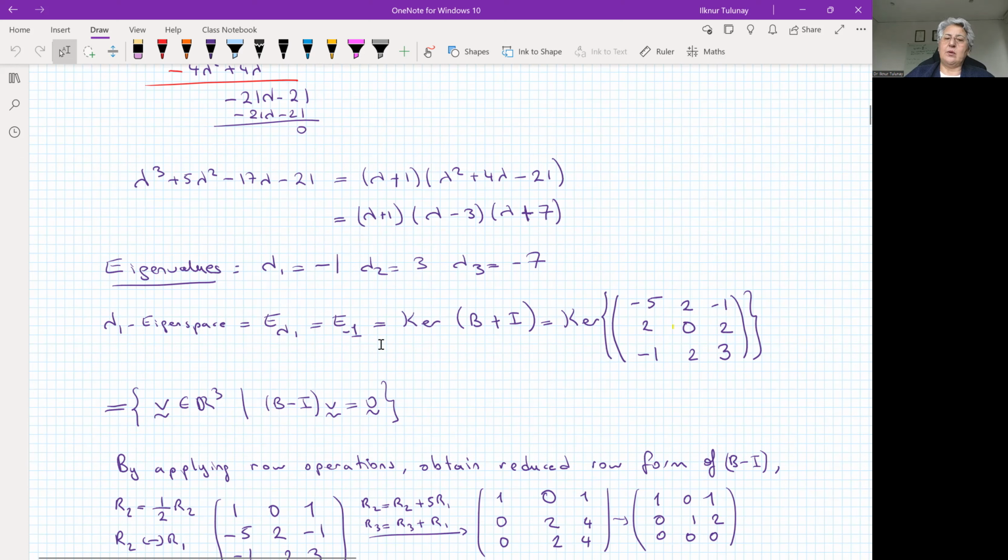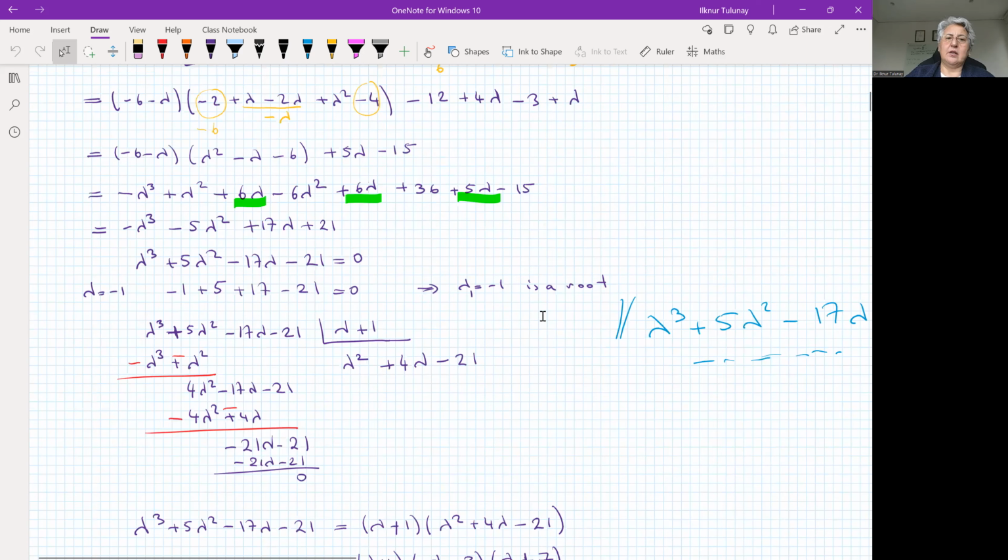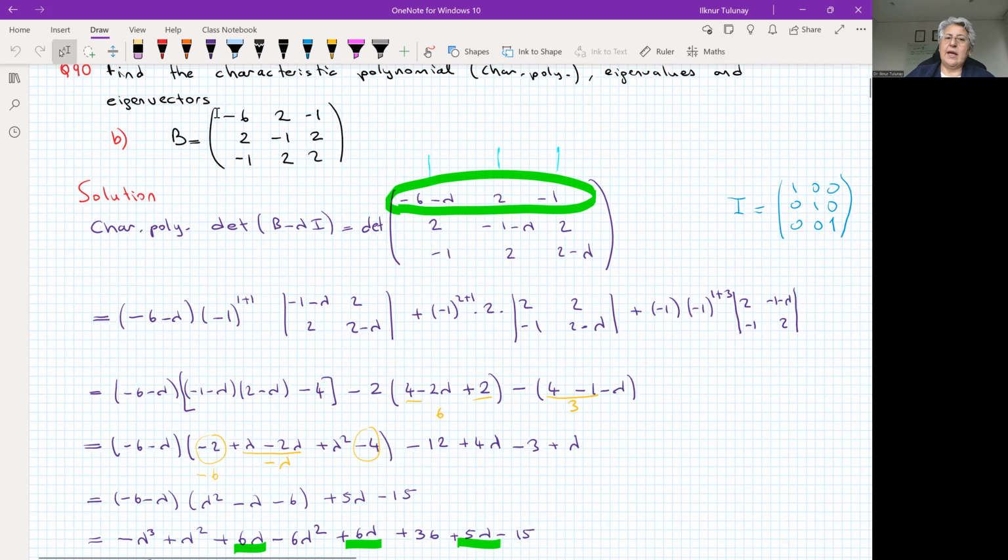So E minus 1. By the definition, eigenspace means the kernel of B minus lambda I. Lambda in this case is -1, so minus will be plus 1. So we need to calculate this kernel, which means that you have the B matrix and you will add 1 on the diagonal, right? You have the B matrix here, and you will add ones.